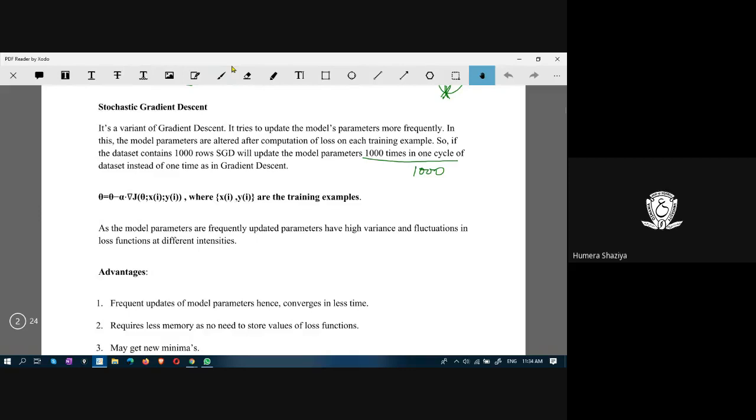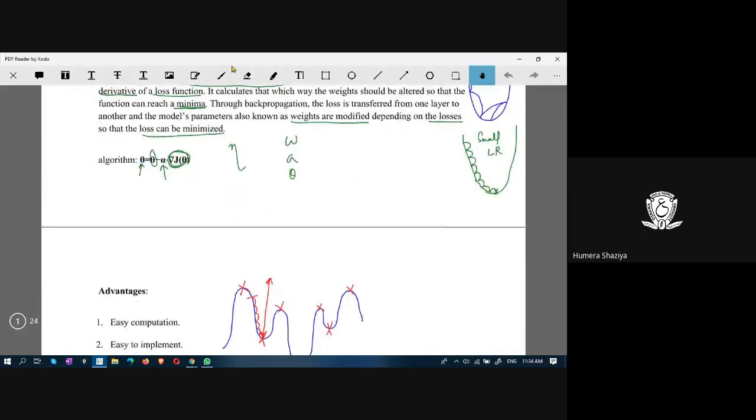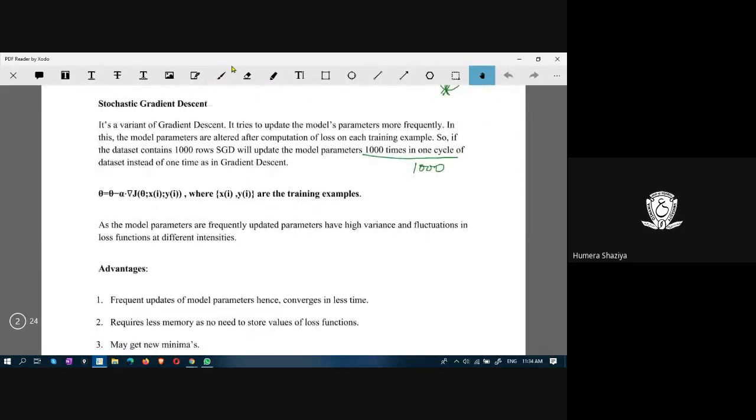Here, if you note the difference, look at here, this is loss with respect to the whole data set. This is the loss with respect to each training sample, where i denotes the values from 1 to n, where n is the total number of training samples. All right. So for every data element in the data set, the computation of this update takes place.